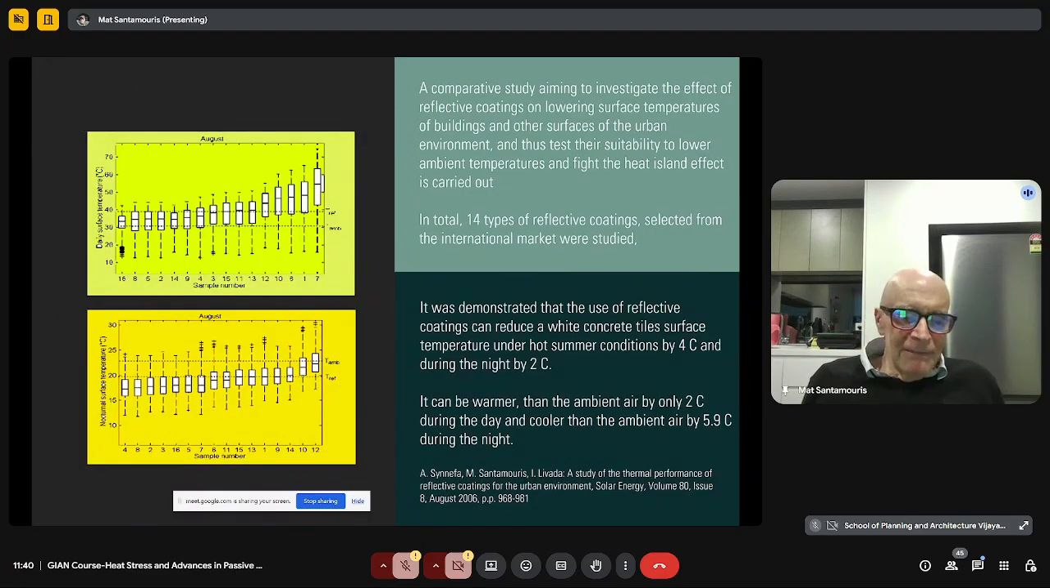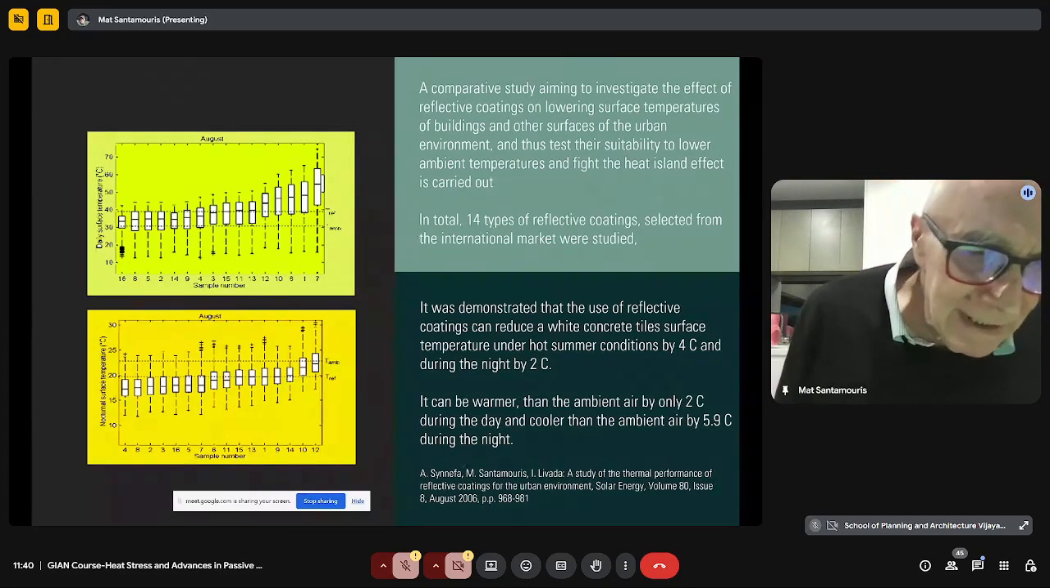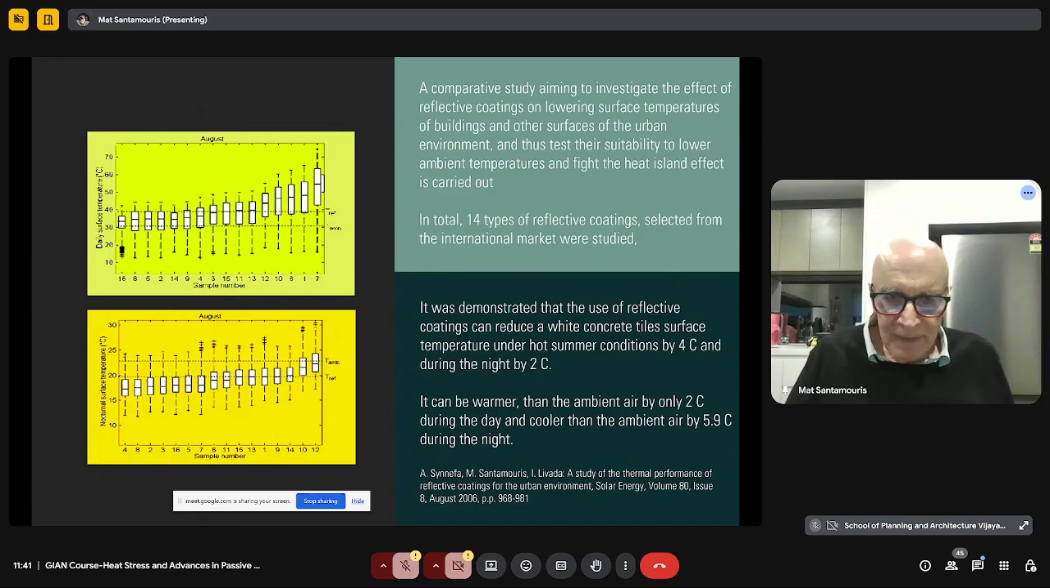So low emissivity materials are very much used in military applications, but not so much in heat mitigation studies.